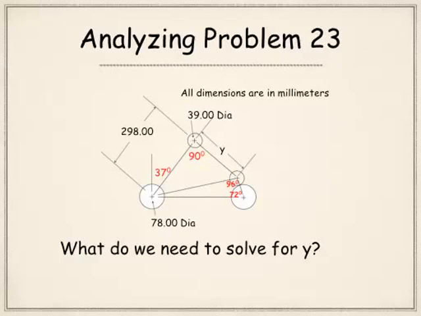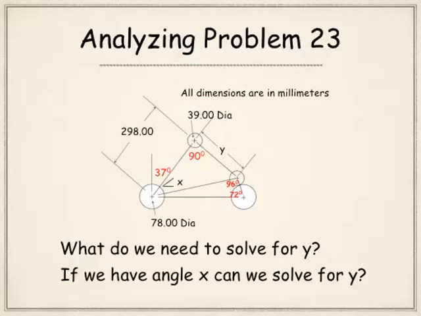So what do we need to solve for y? If we had x, angle x, could we solve for y? Given angle x, we would have one angle and one side of the right triangle that has y as a side. So yes, with that we might be able to solve for y. Let's see if we can find out what that angle is.